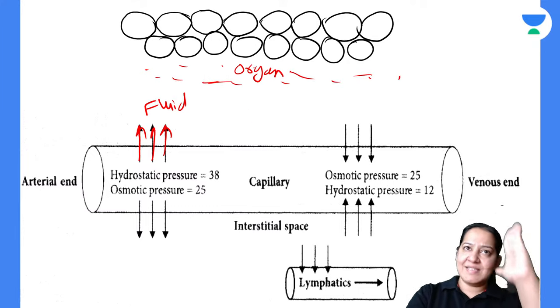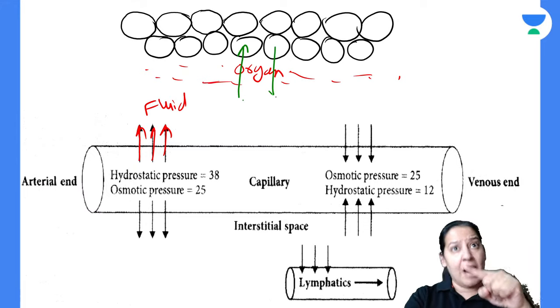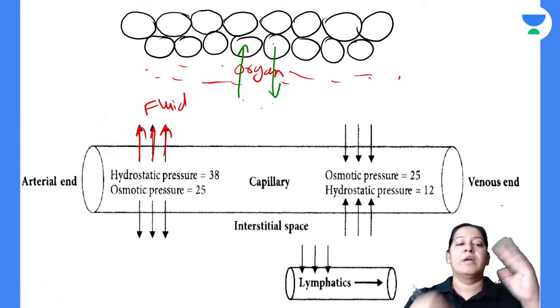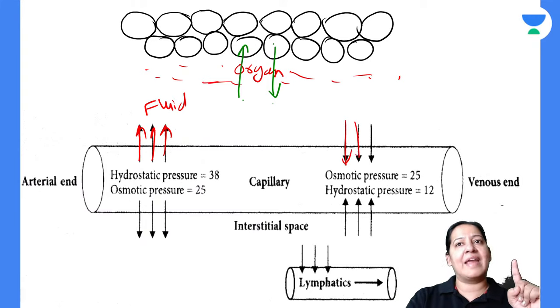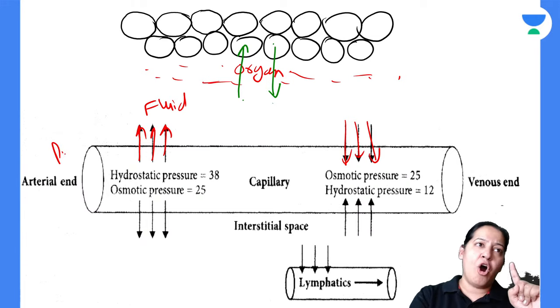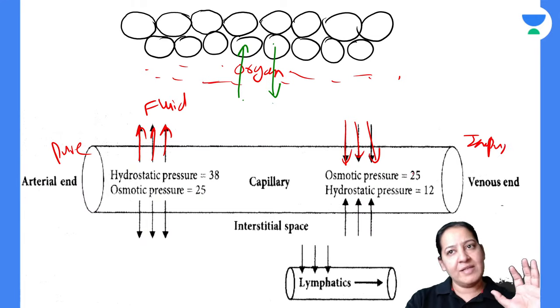After coming out, the necessary exchange will take place. So, the oxygen will go in from the fluid to the cell, and carbon dioxide will come out from the cell to the fluid. After the necessary exchange, see the arrows, the fluid is again traveling inside, so that the pure blood got converted into impure blood here. And the impure blood is drained into the vein.